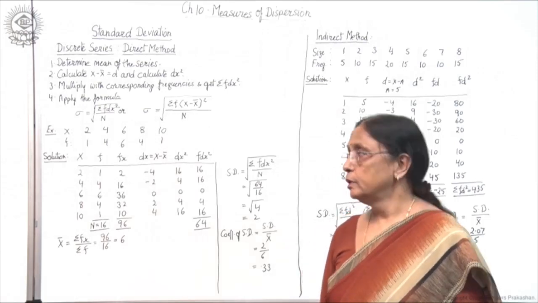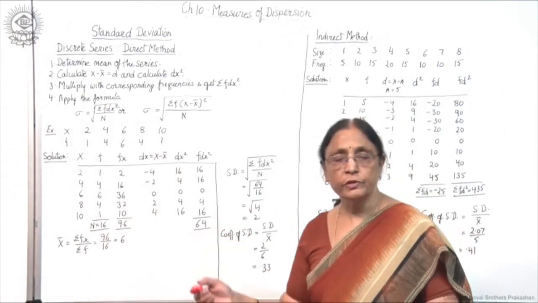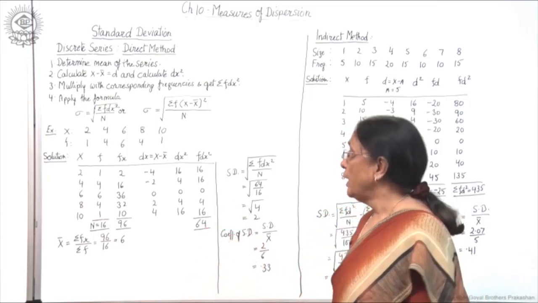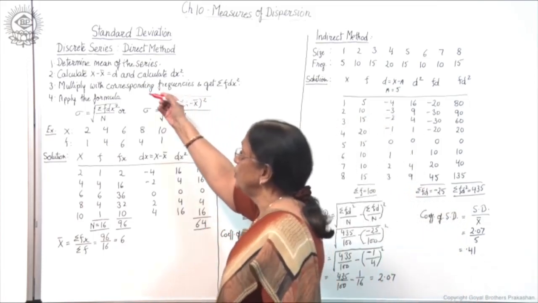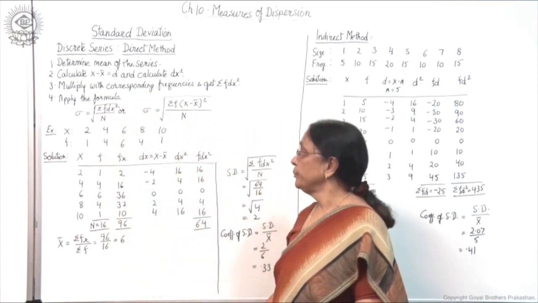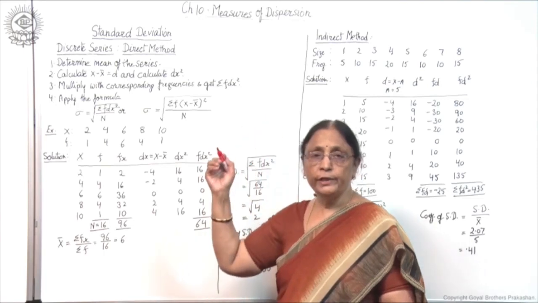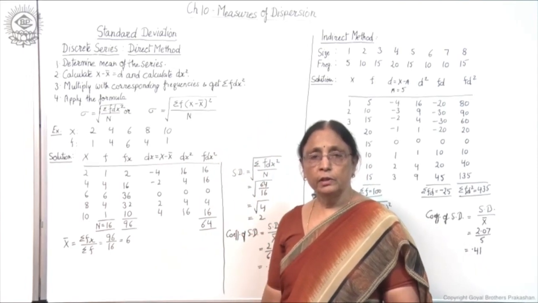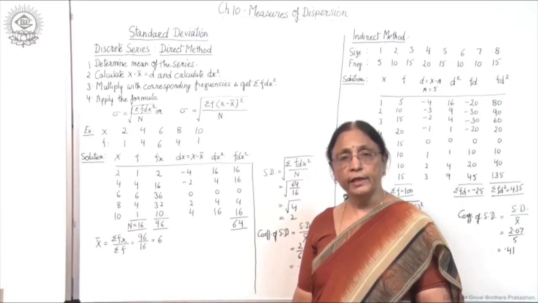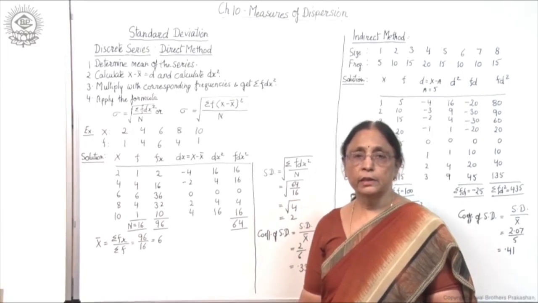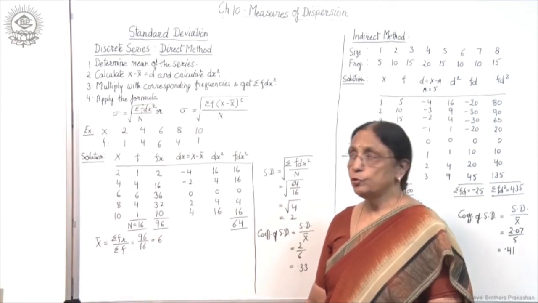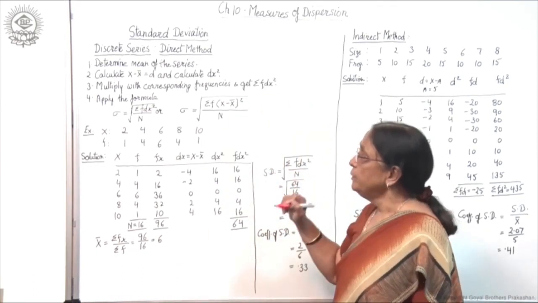You have learned the calculation in case of individual series. Now next is discrete series, and these are the steps you are supposed to follow while calculating standard deviation. There are three methods of calculating standard deviation. One is direct method, second is indirect method, and third is step deviation method. So there are three methods. So we will take one by one.